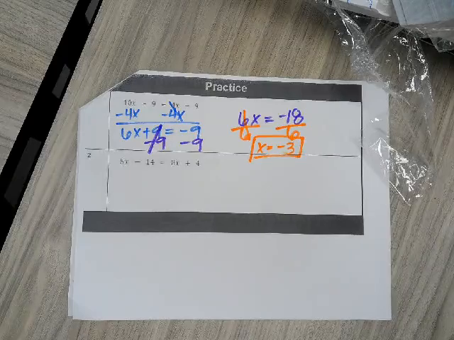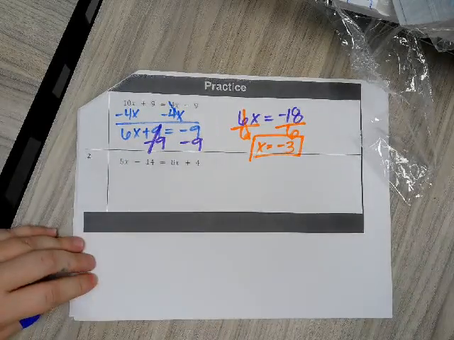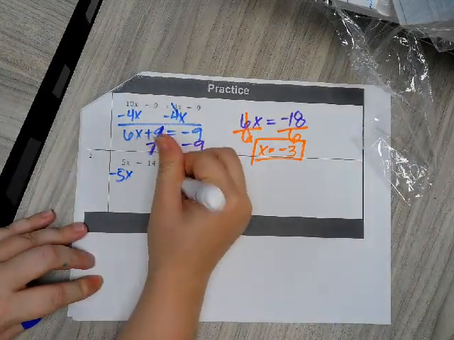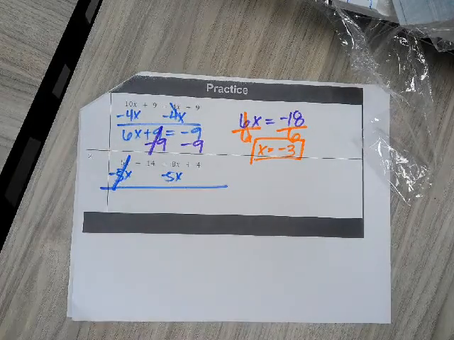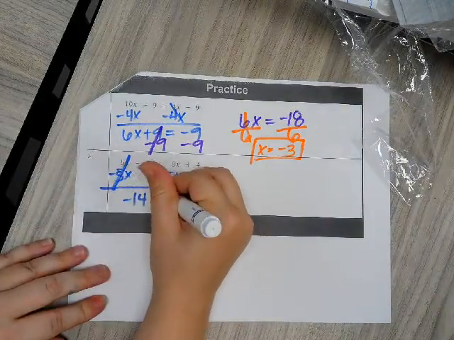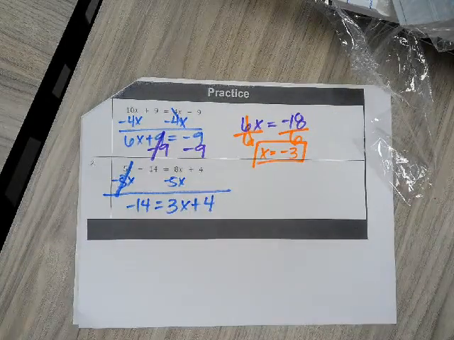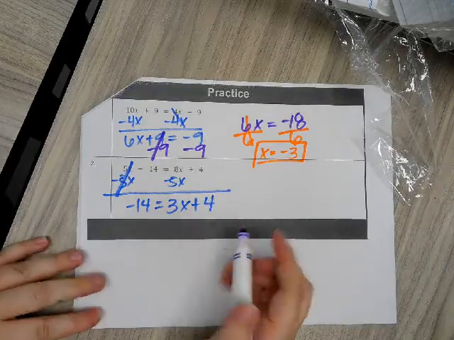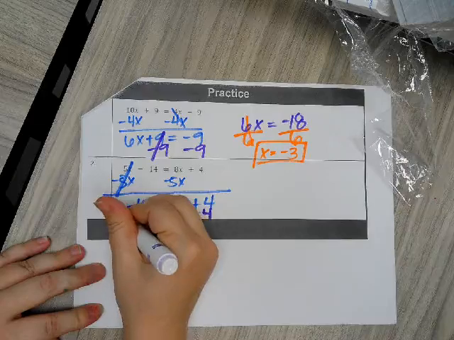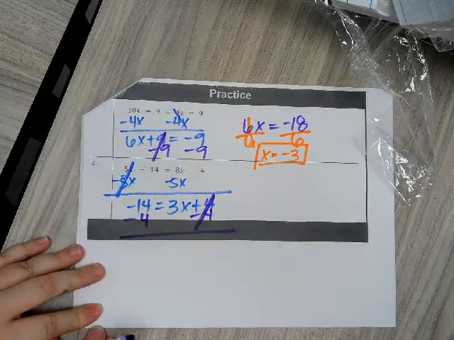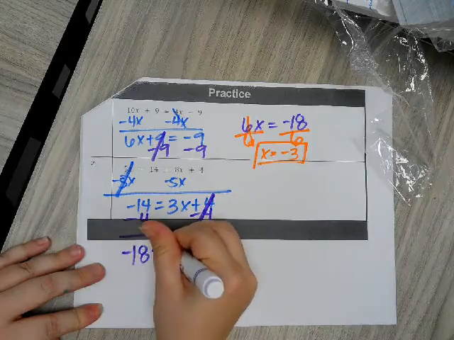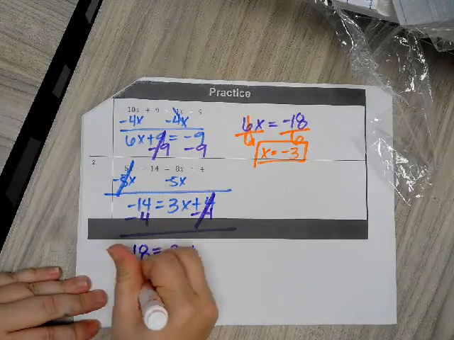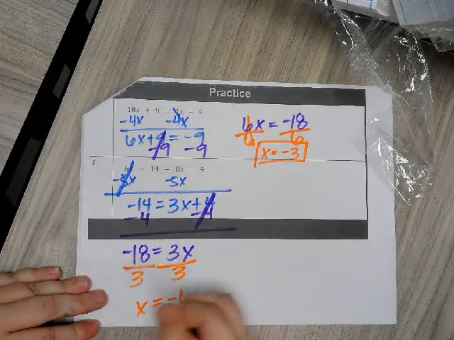Next problem. I'm going to move my variables first. I like to start with the smallest, so minus 5x here, minus 5x here. My 5x's cancel out. So I have negative 14 equals 3x plus 4. Now I'm going to move my constants to one side. So minus 4, minus 4. My 4s zero out, so I have negative 18 equals 3x. I'm going to isolate my variable. I get x equals negative 6.